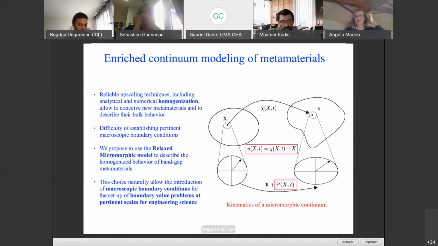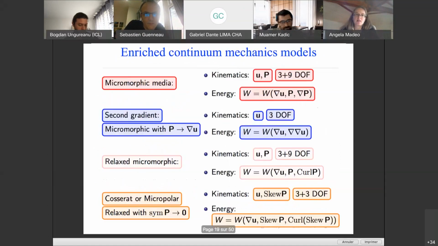Once we have the kinematics, as we have seen with the Cauchy example, we just need now to give constitutive laws for the energy, kinetic and potential energies. And in the literature, you can find a certain zoology of different enriched continuum models. And basically, the difference among them is the hypothesis made on the energy.